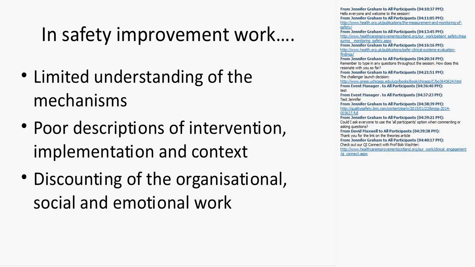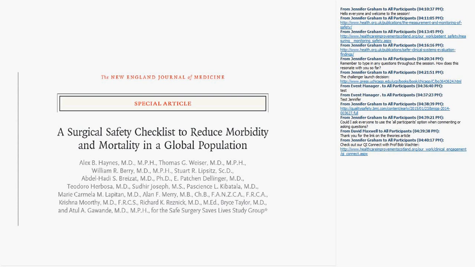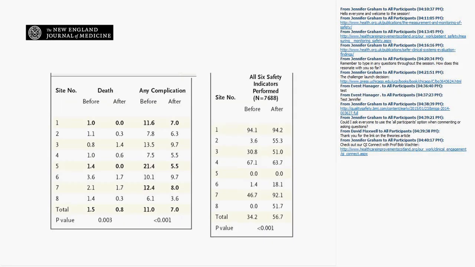Let me just give you one example of this, the surgical safety checklist, which you will know is one of the most widely disseminated patient safety interventions in the world, originally described in the New England Journal about 5 years ago. And if you look up the outcomes, so death and any complication with compliance, we see something very interesting. First, we see that the intervention, although it was implemented in 8 sites, was effective in only 3 of those. So the other 5 did not demonstrate a statistically significant difference before and after.